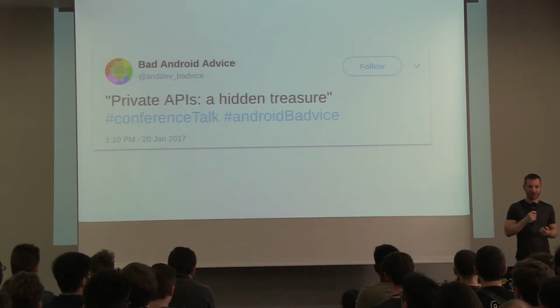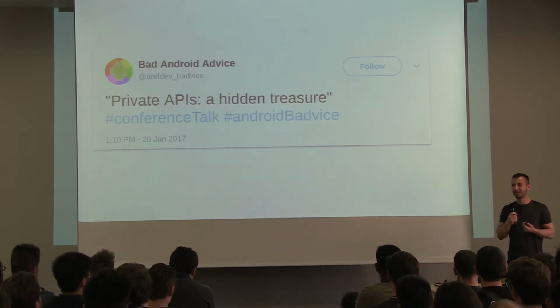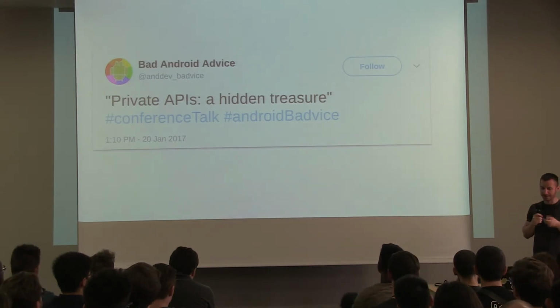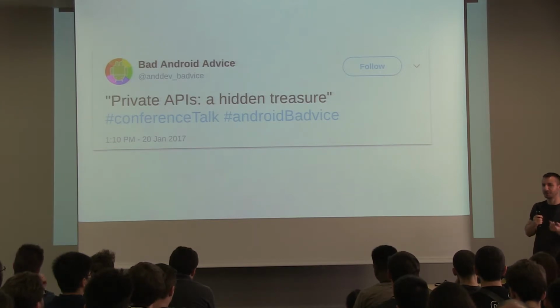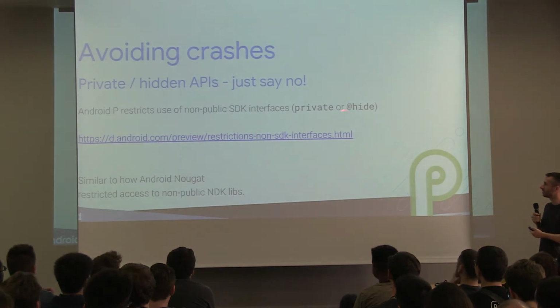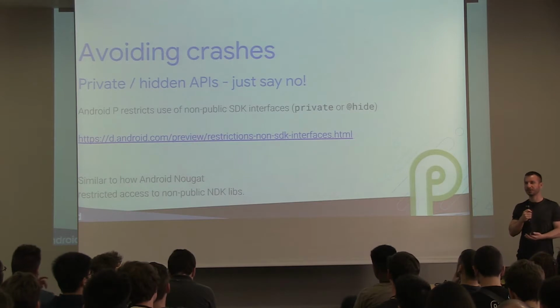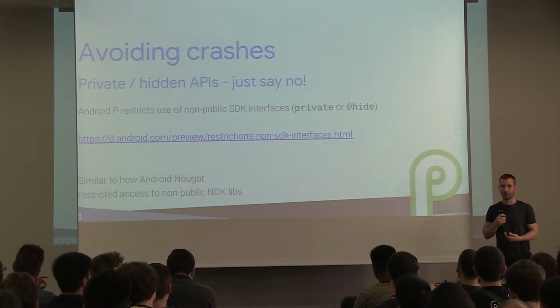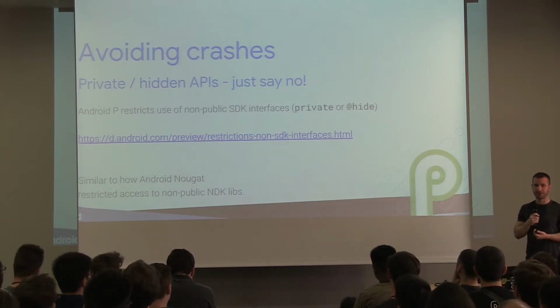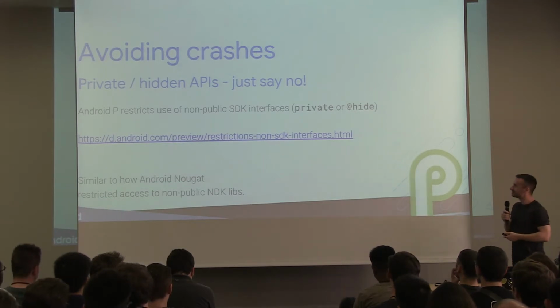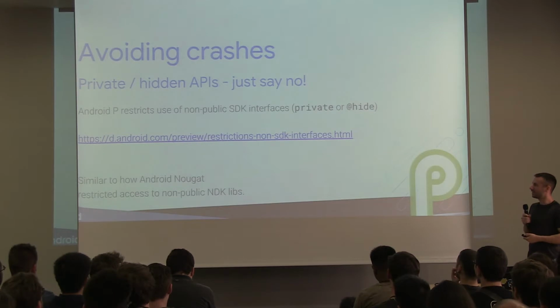So what are private APIs? They're basically the APIs on Android in the SDK that we never intended for you to use. They're either marked as private or hidden, and you can't see them when you use code completion in an IDE. You can't actually call them, but you can do it with reflection because they exist somewhere on our phones. So this slide is all about changing that advice and telling you to just say no.